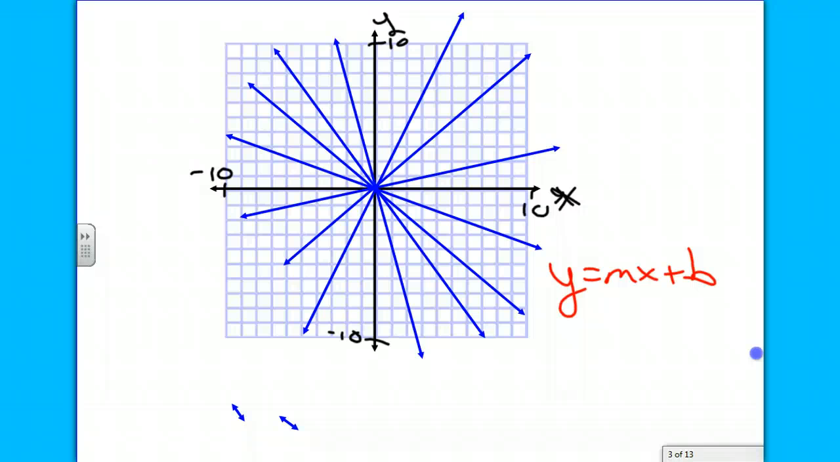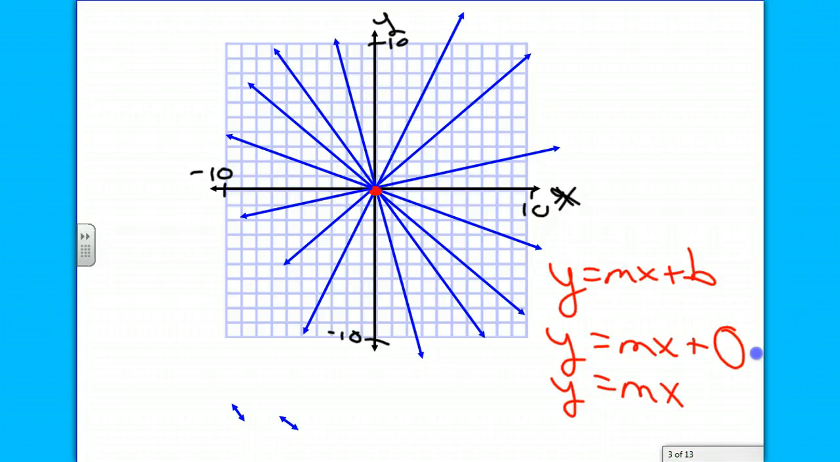Where is this crossing the y-axis? This is crossing the y-axis at the y value of 0. So all of these equations cross or have a y-intercept right at 0. And if we have a y-intercept at 0, then we could write it this way: mx plus 0, right? And when we add 0, do we really need to show that? It doesn't change the value of an equation at all, does it? So you could just write this as y equals mx, and that's what we do.